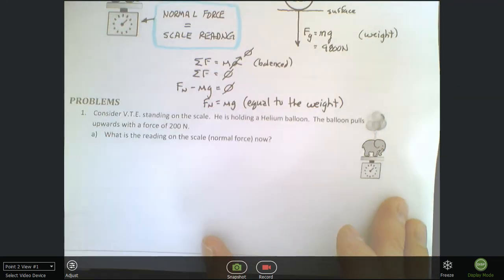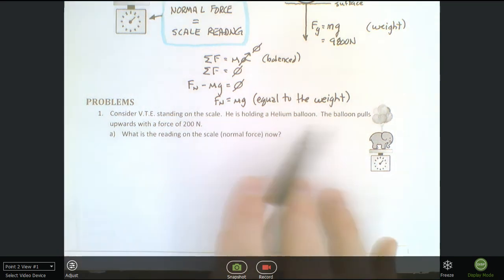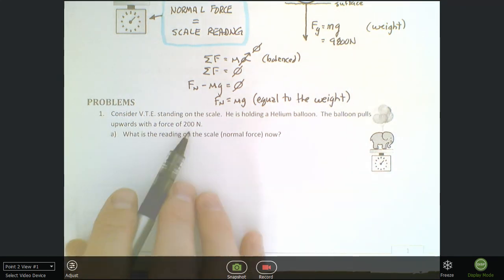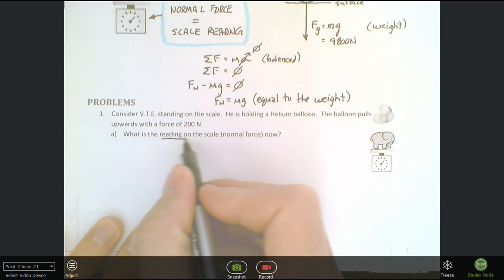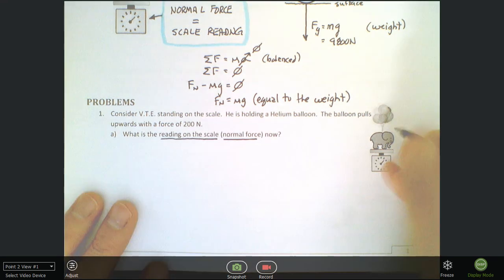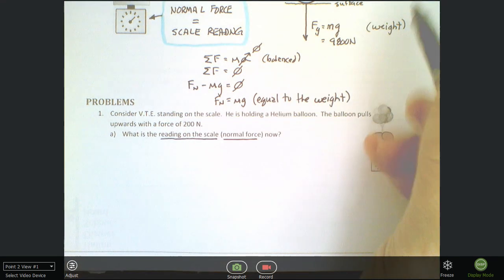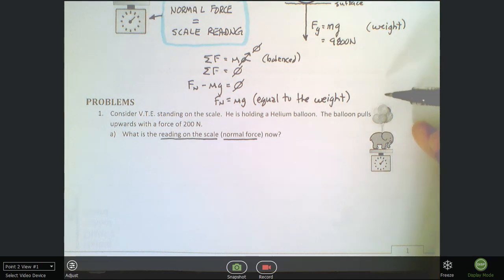Okay, what we're going to look at here, some sample problems, is we've got Vector Delphin standing on a scale. He's holding a helium balloon. Here, the balloon pulls upwards with a force of 200 newtons. What is the reading on the scale? Notice how I put this. The reading on the scale, which is the normal force. Okay, so if the balloons are pulling up, do you think his weight is going to appear bigger, or is it going to appear smaller? Okay, I think probably most of you would have thought, okay, well, it's pulling up, so this is going to appear lighter. So his normal force should be smaller.